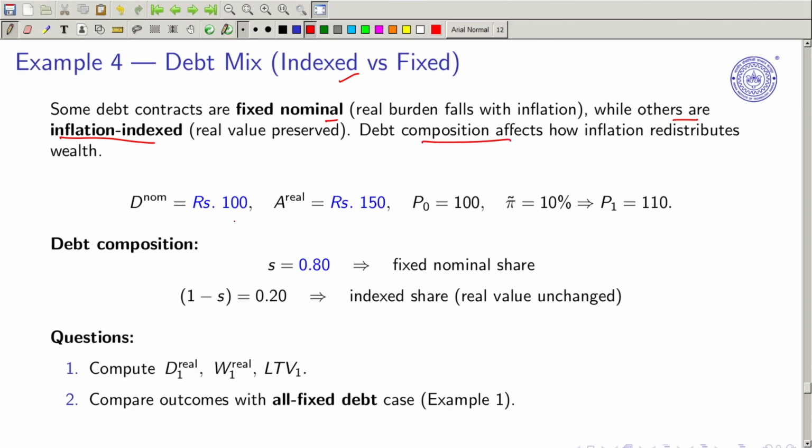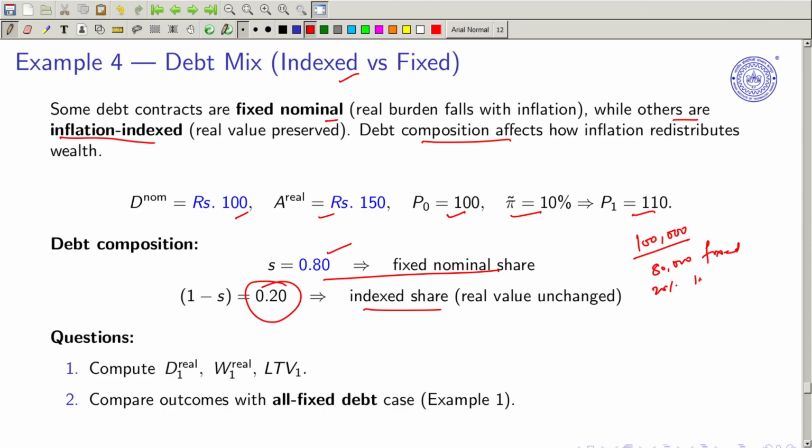So nominal debt is ₹100, asset real is 150, price at 0 is 100, inflation is 10%, so next period the price is 110. Debt composition: the fixed nominal share S is 0.8, so 1 minus S is 0.20. So 0.20 is indexed, 80% is fixed, right? So if you have 100,000 invested, it means that 80,000 you have fixed and 20% you have indexed, right? So 20,000 is indexed.